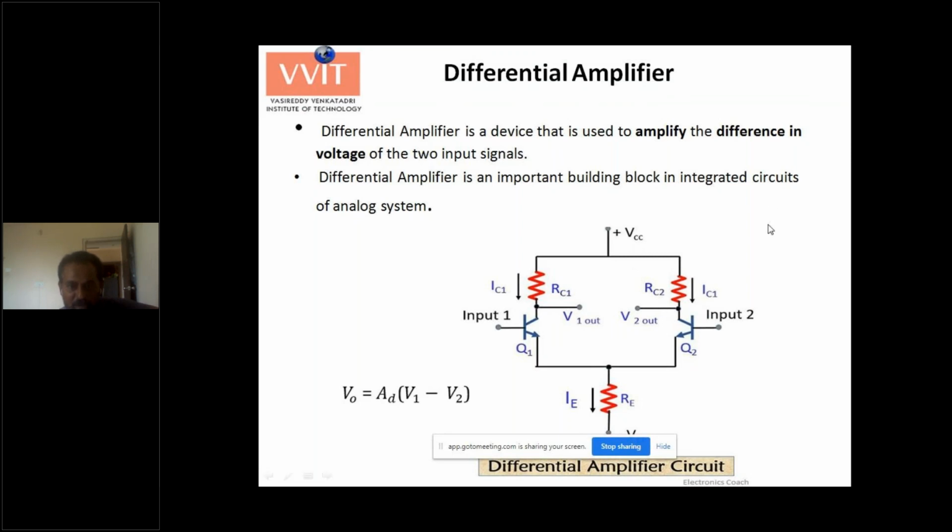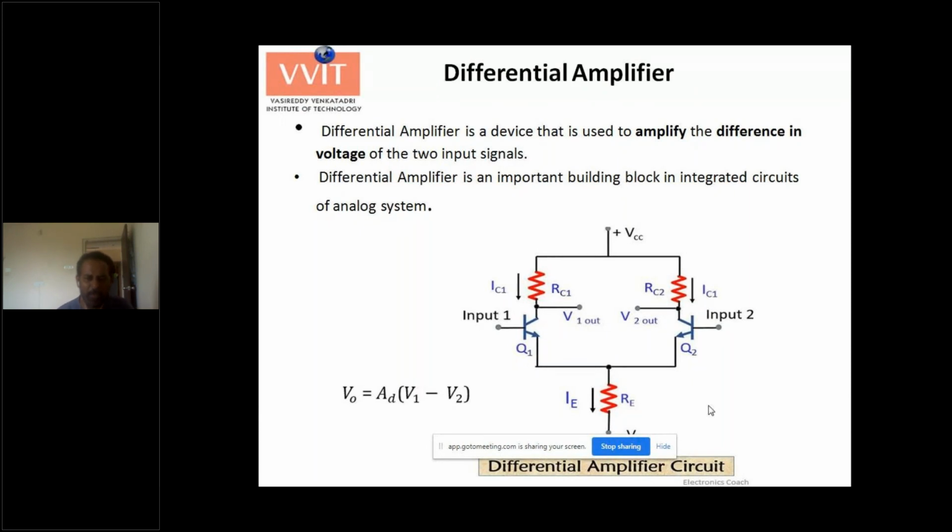AC equals V0 divided by the input, since both inputs are the same. What is differential gain? Differential gain is V0 divided by V1 minus V2, whereas common mode gain, if they are the same, is V0, say 100 microvolts, divided by V1 or V2, both are the same. While building differential amplifiers, ideally one would expect common mode gain to be equal to 0.